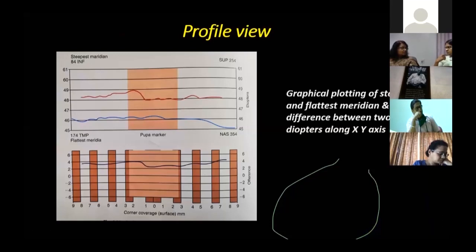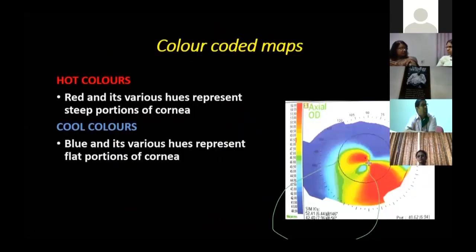The profile view also shows the graphical plotting of the stiffest and the flattest meridian and along the x and y axis. So next, the color-coded maps.